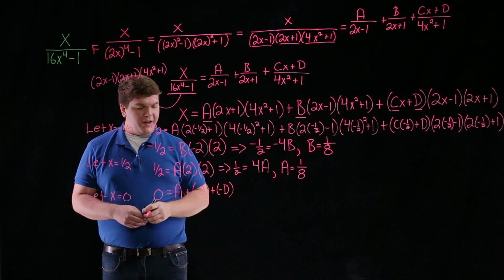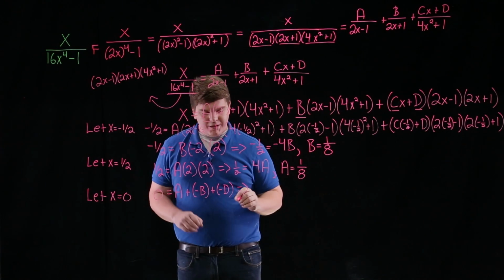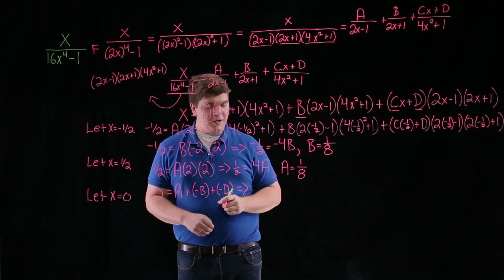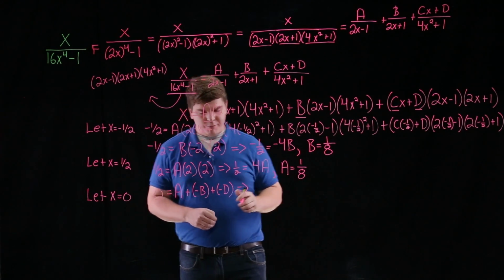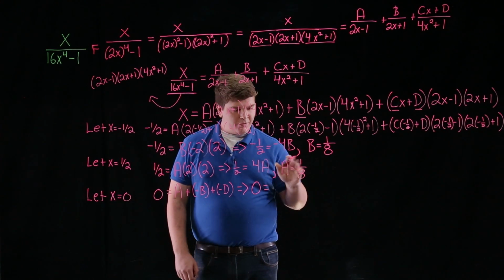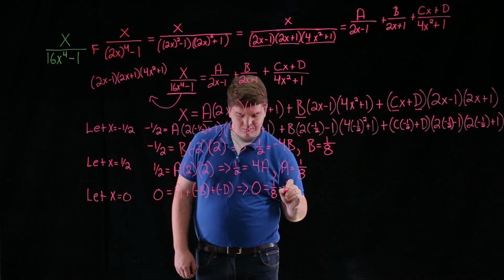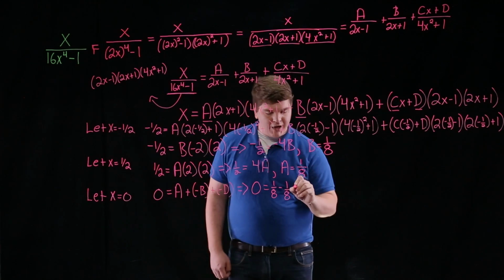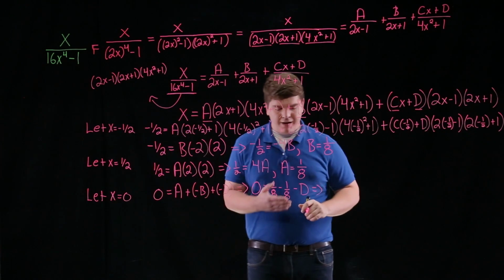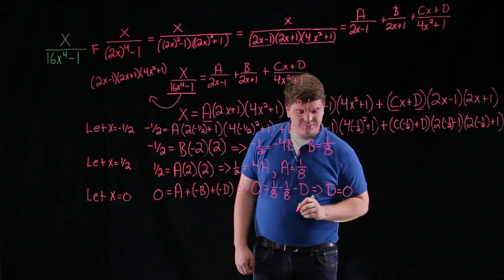And we already found that a is equal to 1/8. So here we can substitute a equals 1/8 in here for a. And we know that b is also equal to 1/8. So we can substitute 1/8 in for b. And what we have is 0 is equal to 1/8 minus 1/8 minus d. So simplifying, we have 0 equals negative d, or d equals 0.